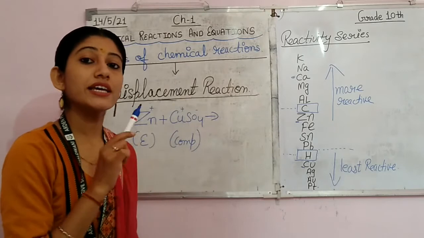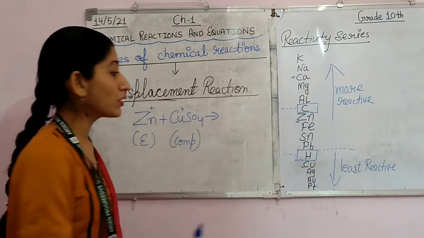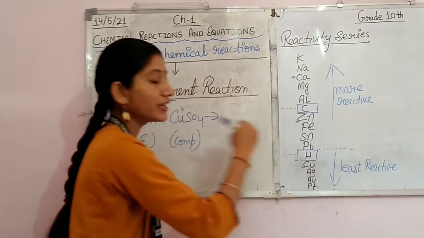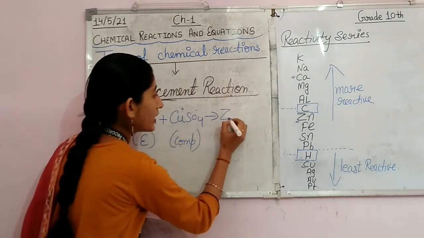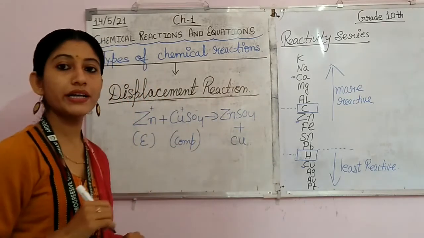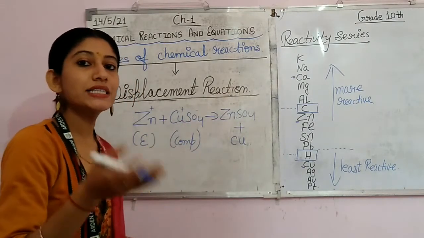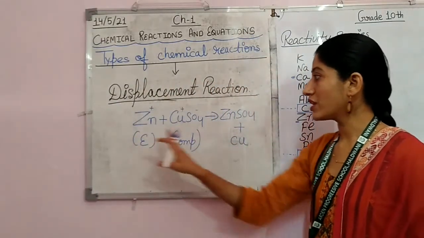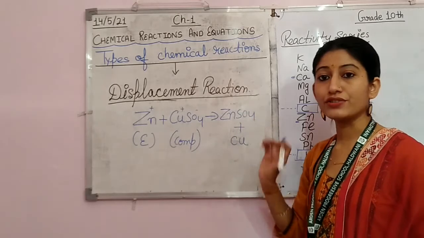So, we can very easily displace copper using zinc. It becomes very easy because see where zinc is and where copper is. I told you these are more reactive and when we move downside, these are least reactive. So, when zinc reacts with copper sulfate, it forms ZnSO4 plus copper is replaced. This type of reaction is called displacement reaction. Zinc has reacted with copper sulfate and changed into ZnSO4.